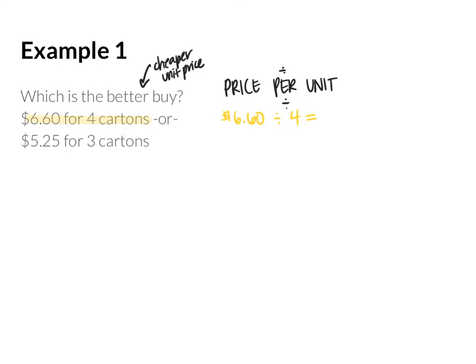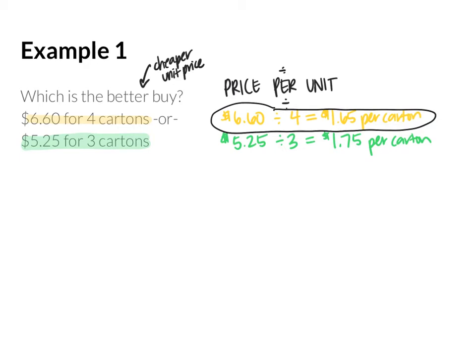For the first item, we're taking $6.60 and dividing it by 4, and I get a unit price of $1.65 per carton. For my second problem, I'm taking the $5.25 for 3 cartons and dividing by 3 and getting a unit price of $1.75 per carton. Now we've done all the calculations, and we need to actually compare. Our cheapest unit price is the $1.65 per carton. So that means our better buy is the $6.60 for 4.